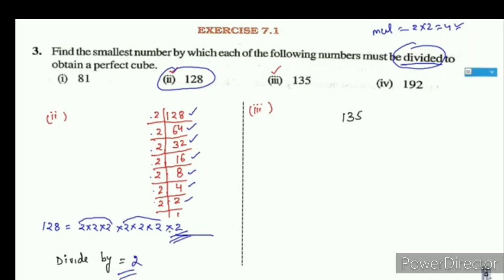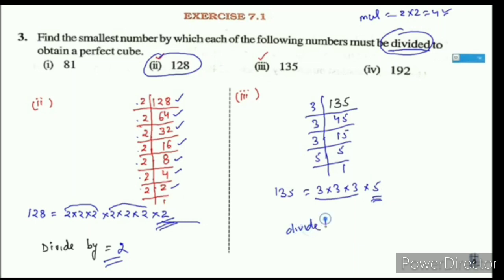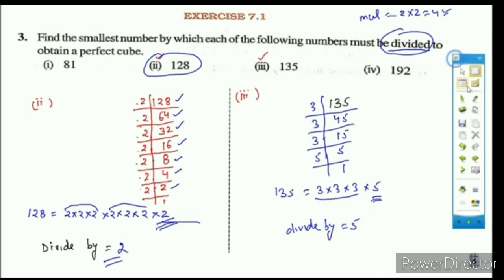Got it? Yes. Next, number 135, find the factors. You will get 3 into 3 into 3 into 5. 3 is in triplets, 5 is single, that is the extra factor. Therefore, the number to be divided is equal to 5. Got it? Yes, this is very simple.